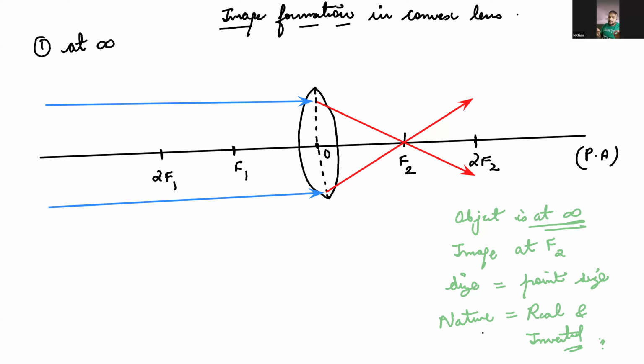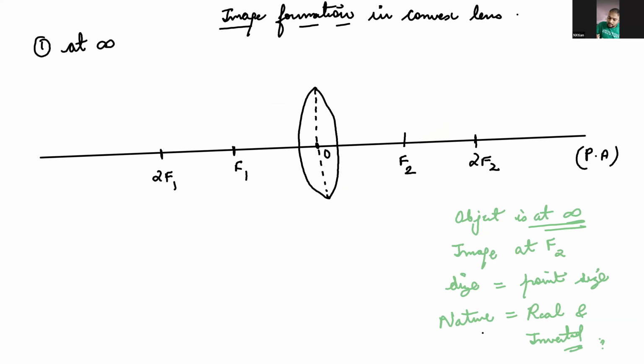In this lens formation, it's very easy. Why? Only two lines will go every time: one parallel to the principal axis, and the second going to the optical center. Simple. Now, the next case is when the object is placed beyond 2F1. Infinity we did.